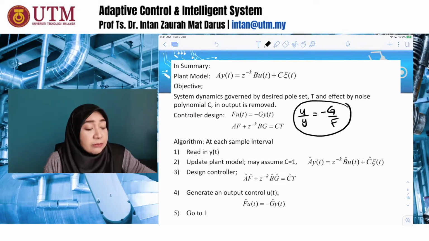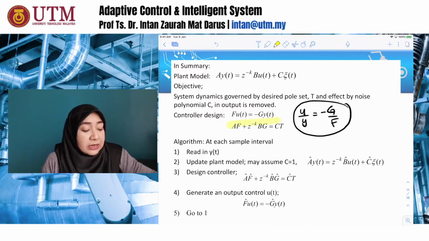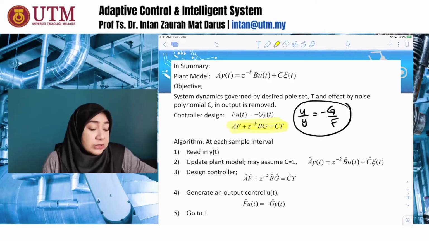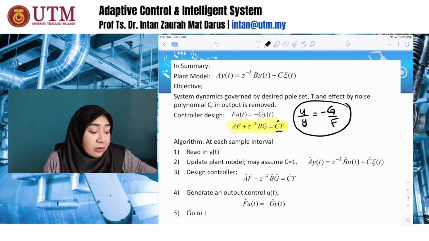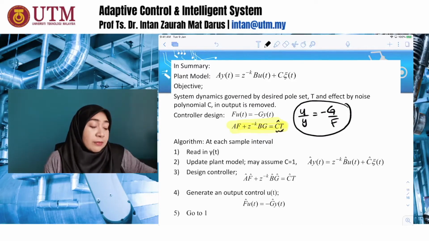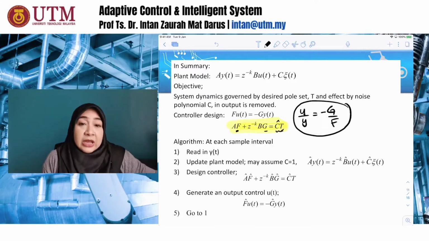Okay, and then at the same time, you look at the characteristic equation. What happened is that you decided that the new characteristic equation of your system is equivalent to c over t. That c is actually estimated c, because you don't know the actual value of c, so you need to estimate it, and then you multiply with the desired poles that you decided on your polynomial t here. Okay, so this is the new characteristic equation of your system. You equate it with the characteristic equation of your system. Then from there, you can define the values of f and g. I'll show you in an example later on, so that this is easier for you to understand.